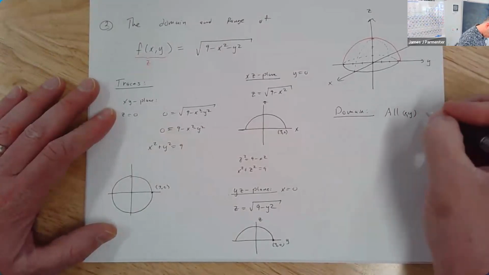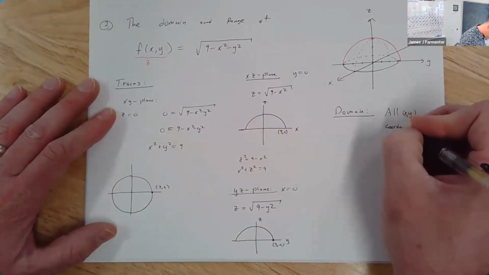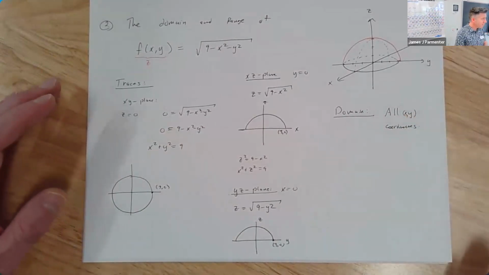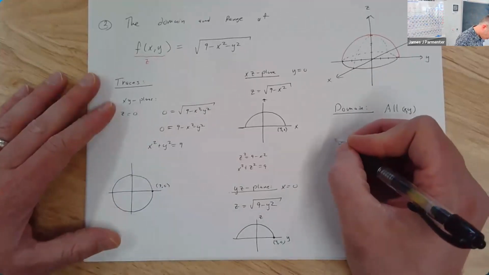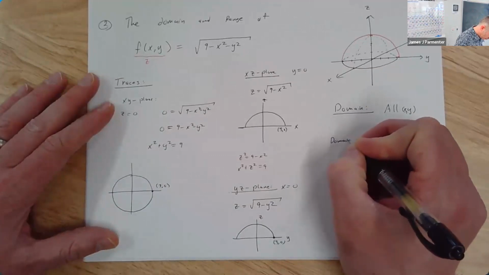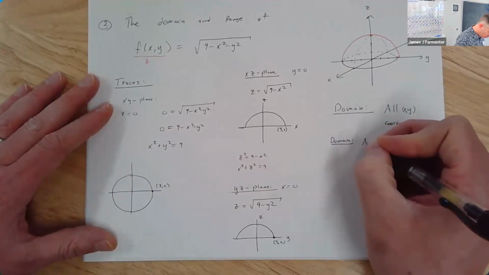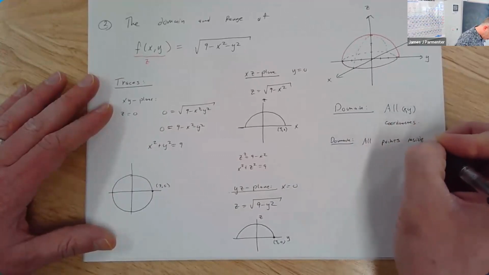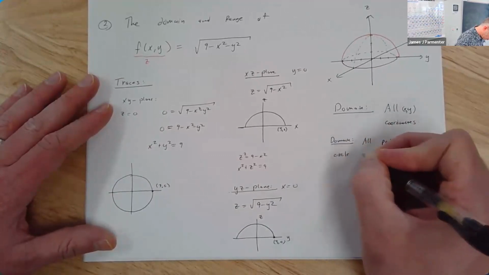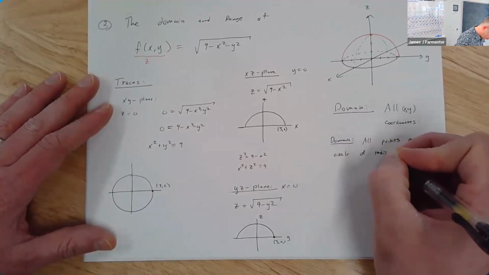Sorry, xy coordinates. So unlike way back when, we're not going to write the domain as an interval. We're going to describe the domain as a region in 2 dimensions. So here, the domain is all points inside the circle of radius 3. Center is the origin.